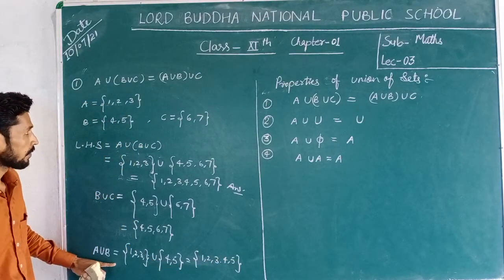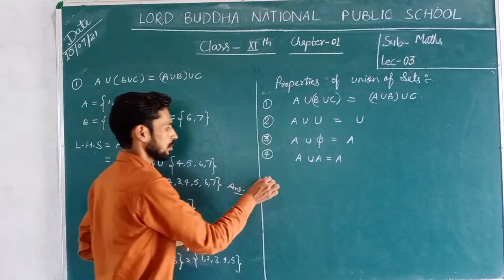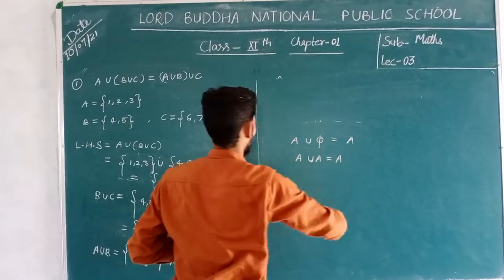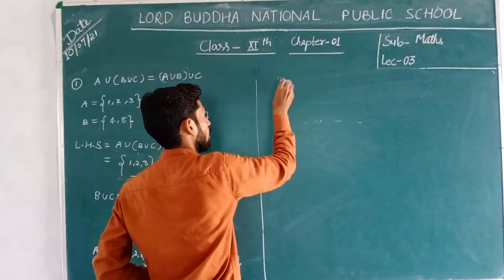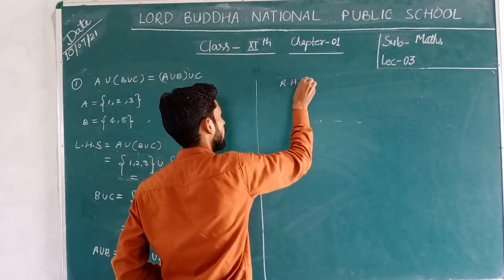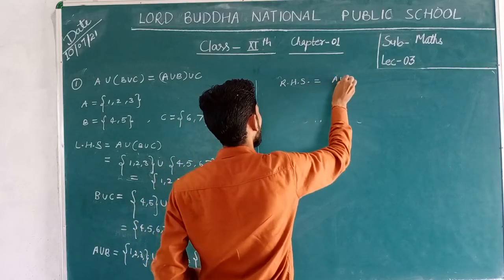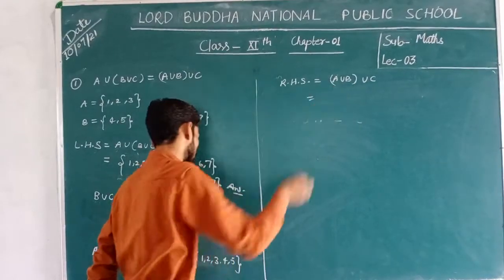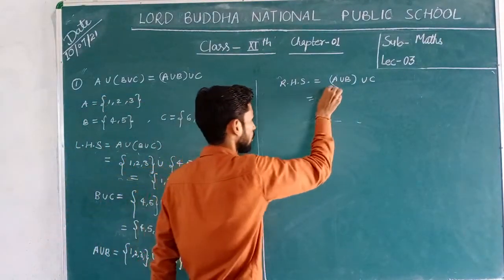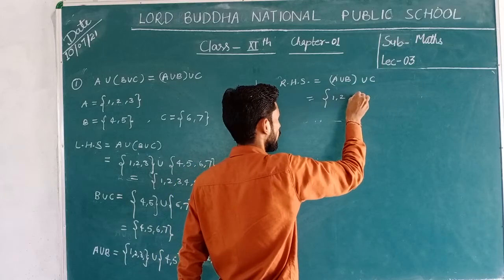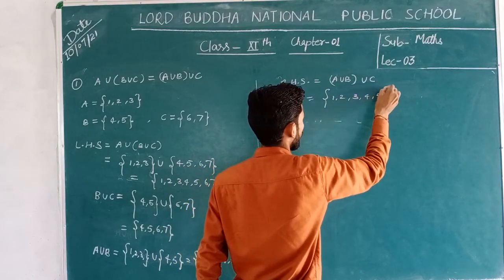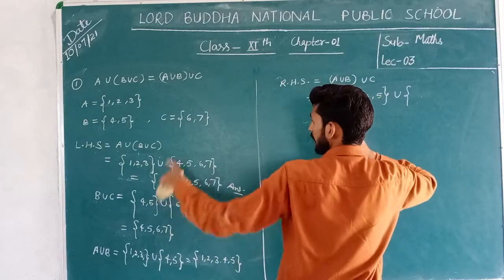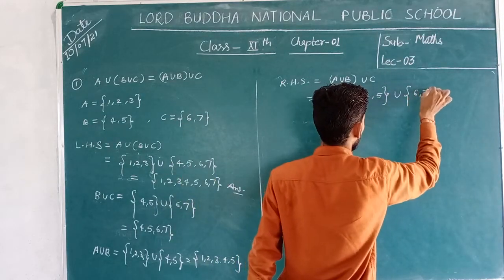Put the value in the right hand side. So the right hand side is A union B union C. In place of A union B, we can write these elements that are 1, 2, 3, 4 and 5, and the union C. Union C contains the elements 6 and 7.